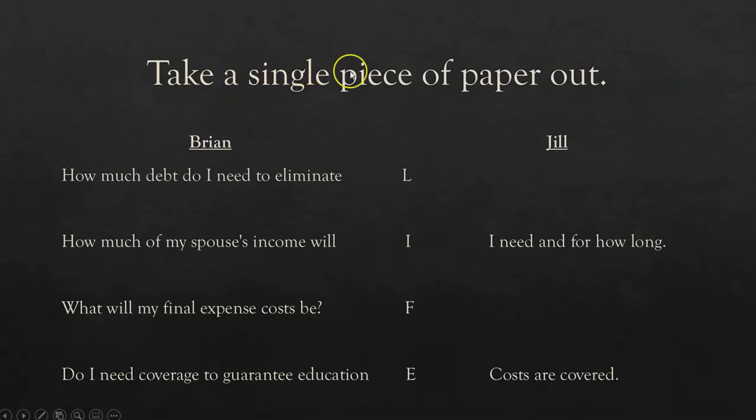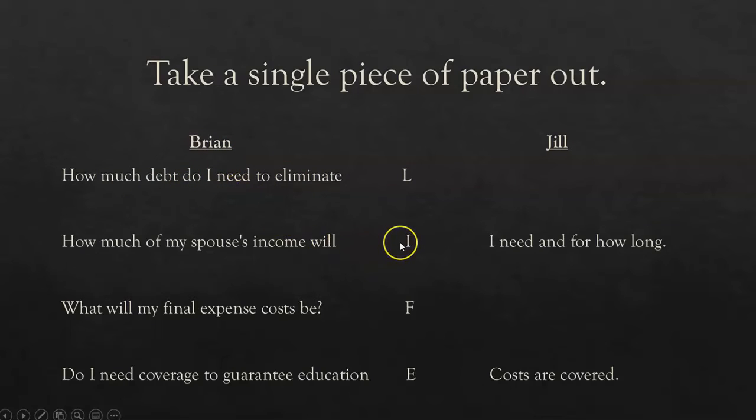So by taking that single piece of paper, doing LIFE right down the middle, I've got me over here, Brian, my wife over here, Jill. We start with liabilities. How much debt do I need to eliminate? This is probably going to be the same for both individuals. You're going to have the same credit card debt, home payments, and things like that.